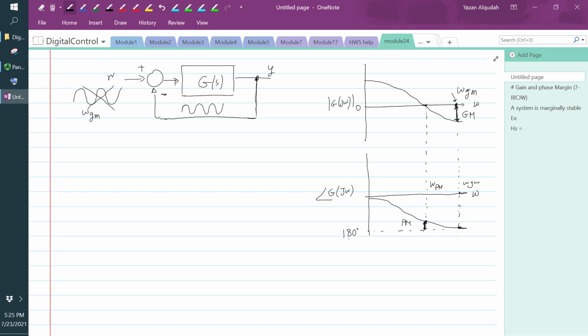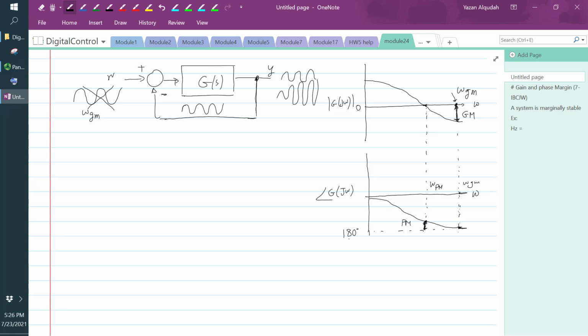Now if the gain of G of S at that frequency is equal to 1, then this signal is going to just go through G of S, and is going to keep going back and forth, and therefore I'm going to have an oscillation at the output with constant amplitude. Now the third case, if the gain of the system is greater than 1, then this signal, when it goes to G of S, is going to get amplified, and it keeps getting amplified, and therefore I'm going to get an output that grows with time, and therefore the system is unstable.